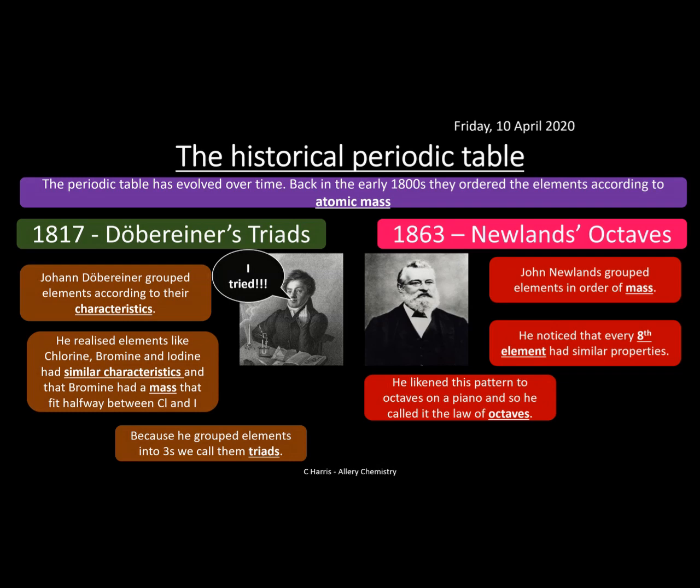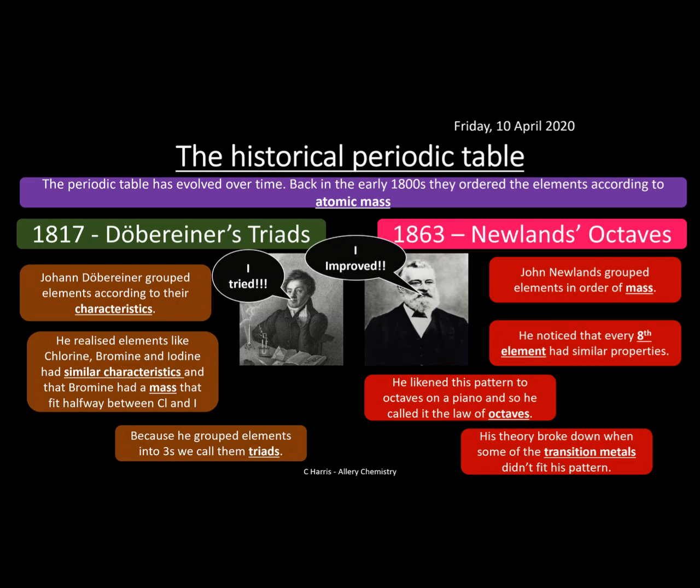You have eight blocks on a piano. So he did the same, and he was a musician. So he linked his music to his application of science. So it just shows you where some of these ideas come from. And basically, his theory broke down when transition metals got involved, because it didn't fit that pattern of eight. They were an obscure bunch. So he improved on what Dobereiner came out with, but he wasn't quite there.